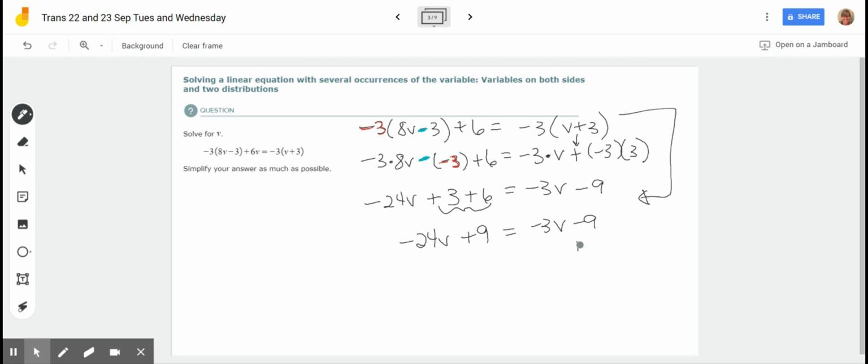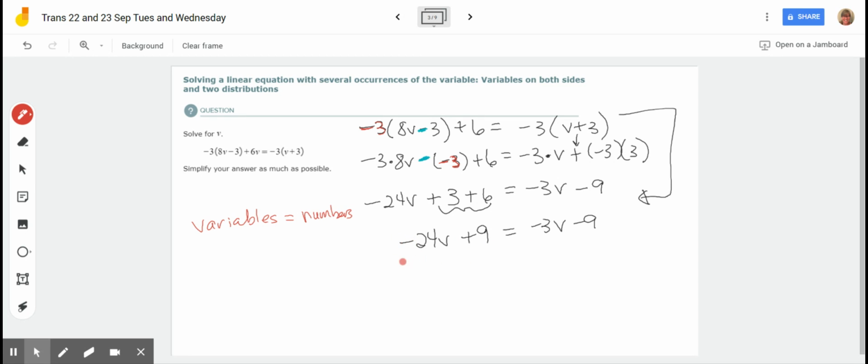Add, you have a choice here. It doesn't really matter which way you go, but you need to get the variables on one side and the numbers on the other. So we need to move things around. I'm going to go ahead and add 3v only because I like putting the v on the left-hand side.